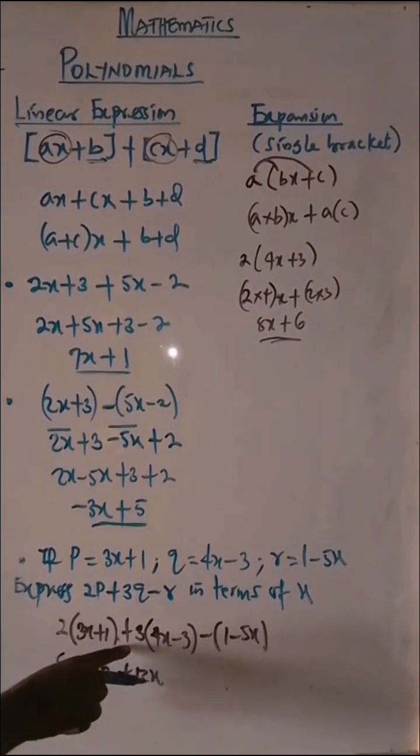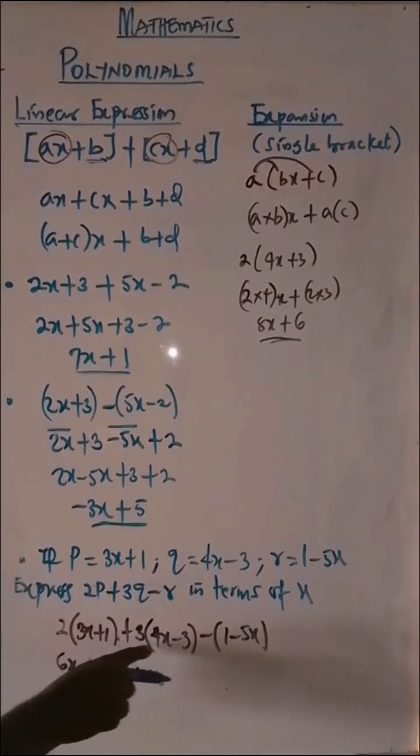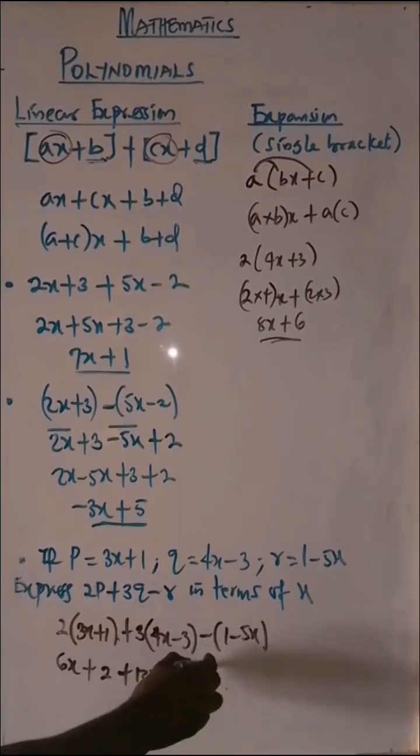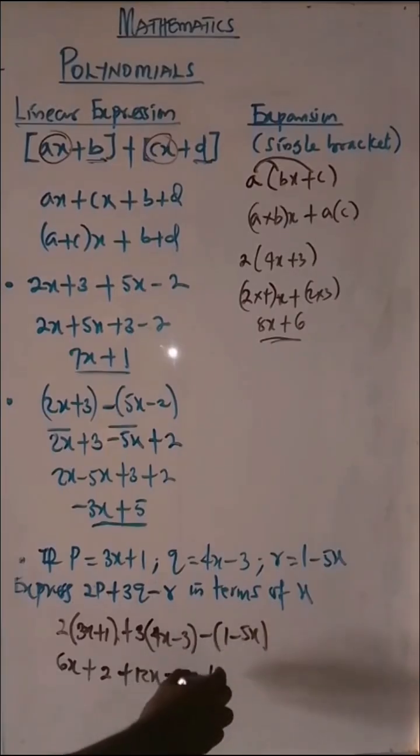Then 3, here I have plus 3 minus 3. Plus times minus is minus. 3 times 3 is 9. Now this minus is affecting both the 1 and this minus here. Minus affecting this one becomes minus 1. Minus multiplies minus gives plus 5x.